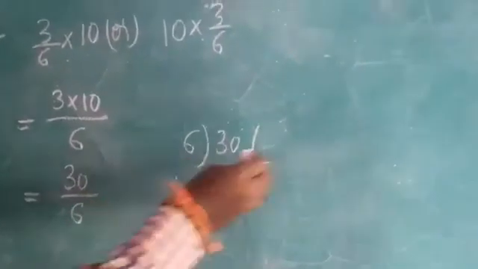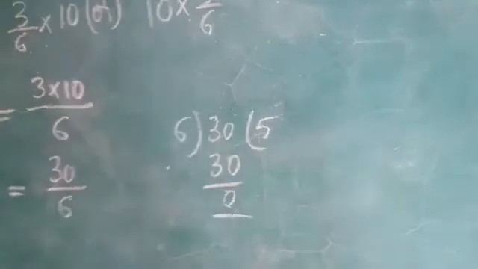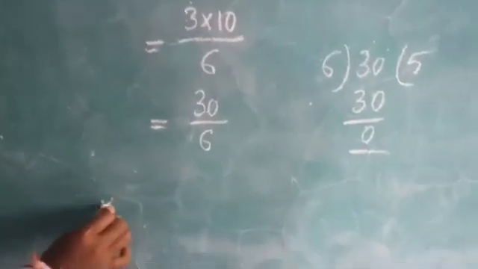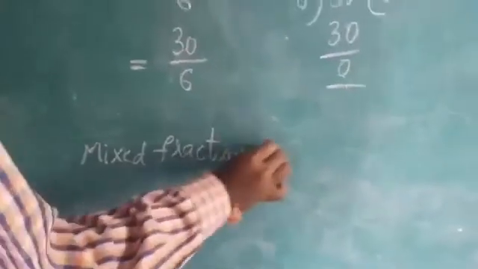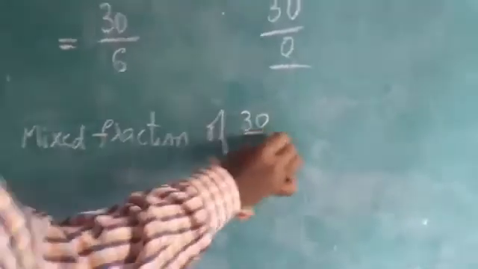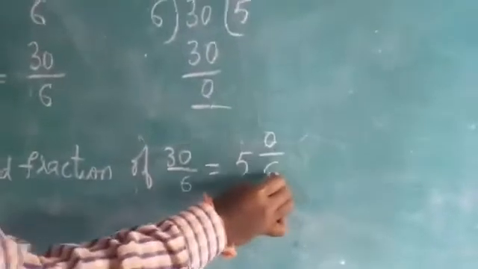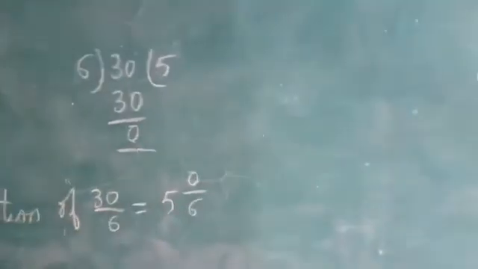See, 6 5s are 30, 0. Can you write that? You can write it, no problem. Mixed fraction of 30/6. How can you write? 5. So you can write 30/6 also, no problem.